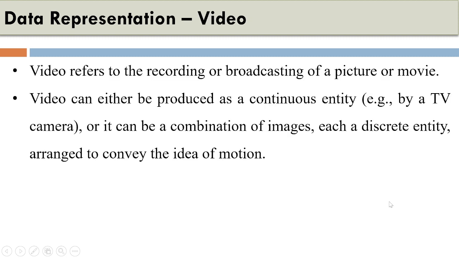Now let's move on to the video. Video is actually something which is recorded or broadcast, a picture or a movie. Video can be either produced as a continuous entity by a TV camera, or it can be a combination of images, each a discrete entity arranged to convey the idea of motion.